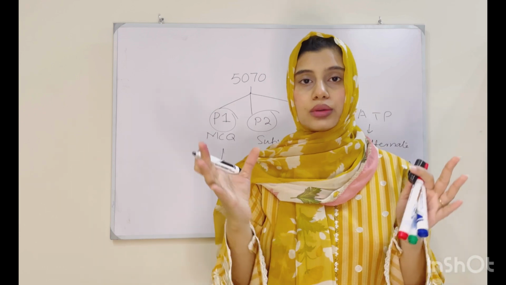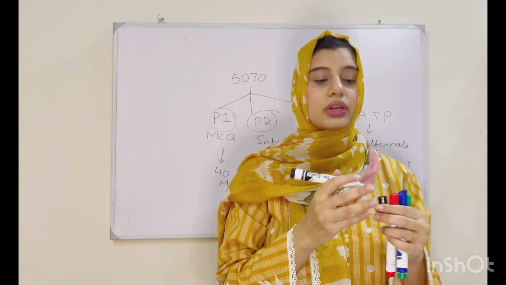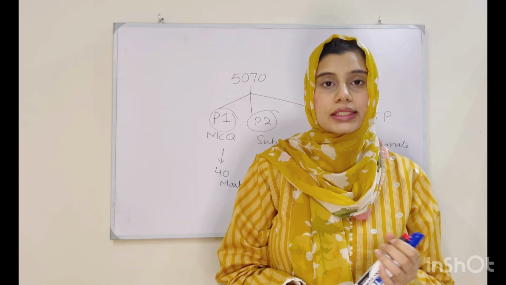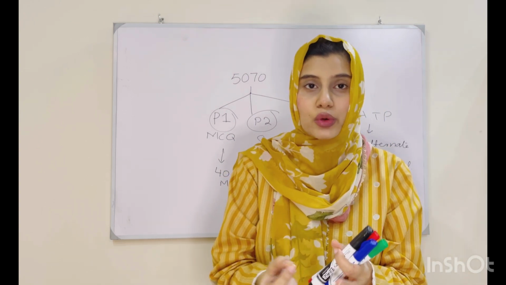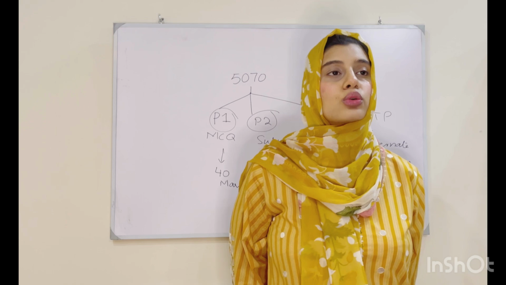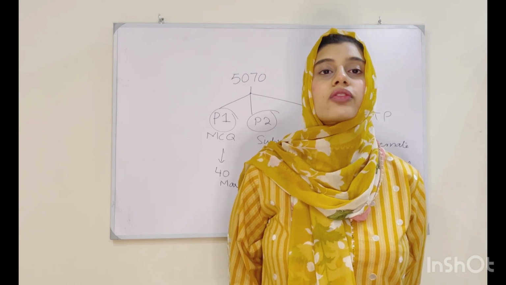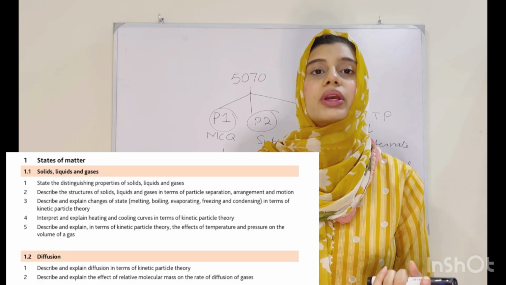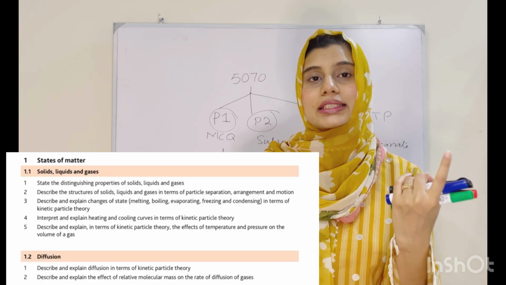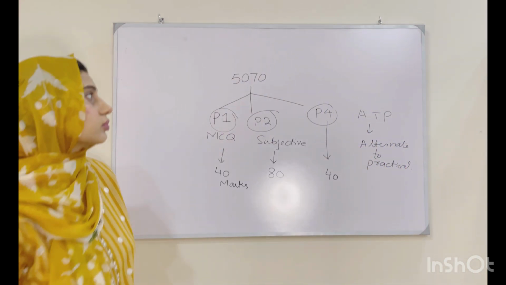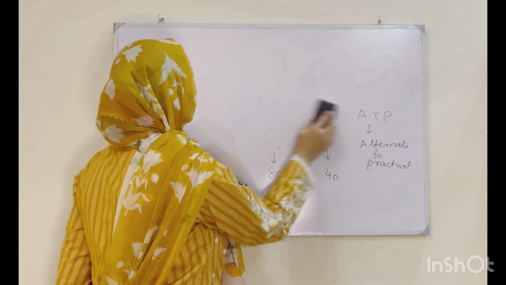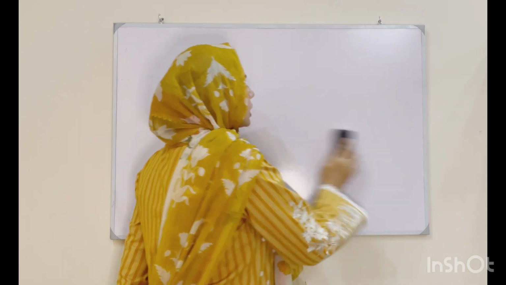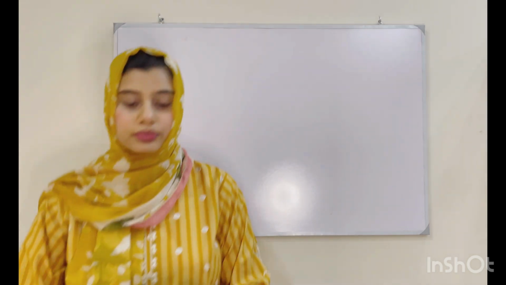We know now the division of the paper and the type of the papers that we are going to attempt. So next thing which we are going to study is the course, the main thing which is going to give us the marks. If you've seen the syllabus of Cambridge, you must know that the first topic in the syllabus of Cambridge is states of matter. So we are going to start our today's lecture with states of matter.